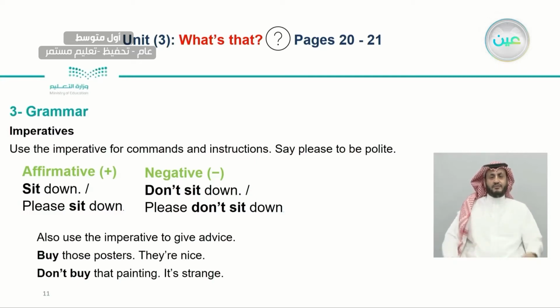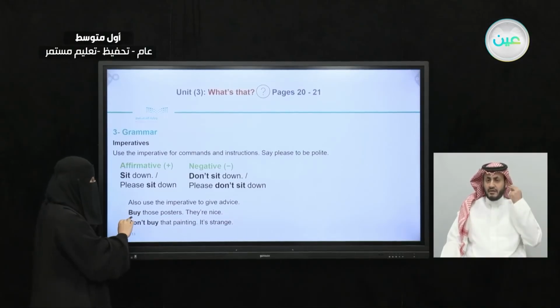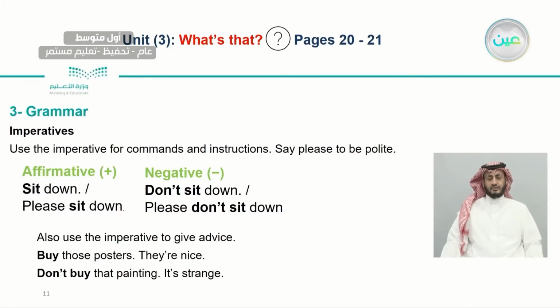How about if you are about to change the meaning from affirmative to negative? What would you say? Don't for verbs. Don't sit down, and in order to make it polite, we add please, please don't sit down. Okay, did you see the difference? Good job. Also use the imperative to give advice. Okay, listen to me. Buy those posters. They're nice.